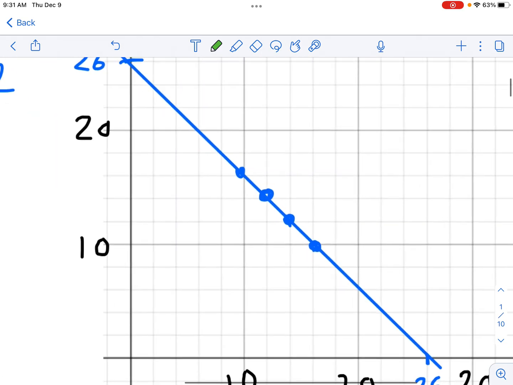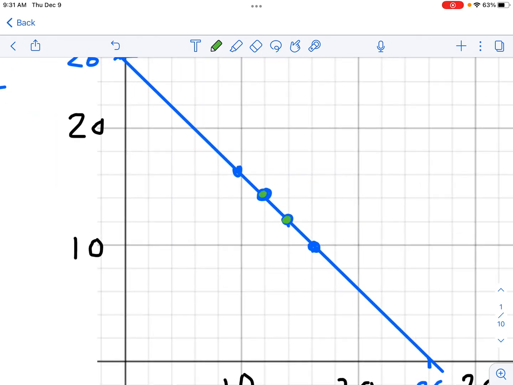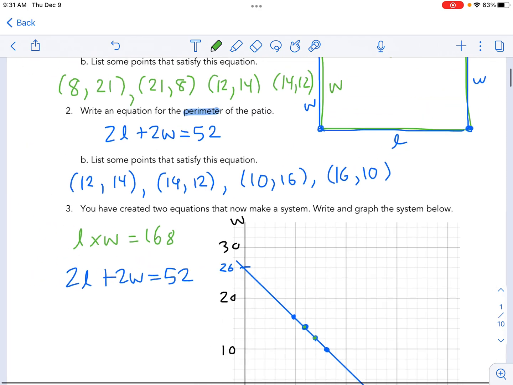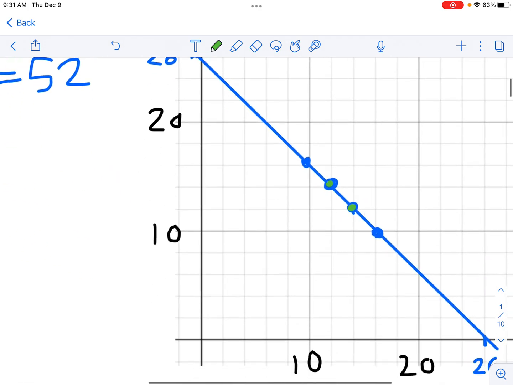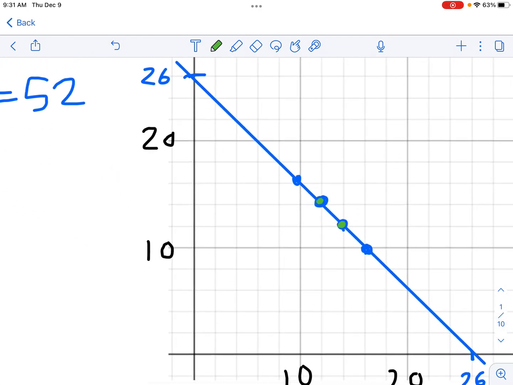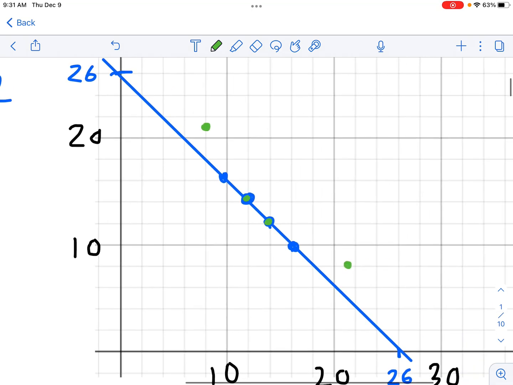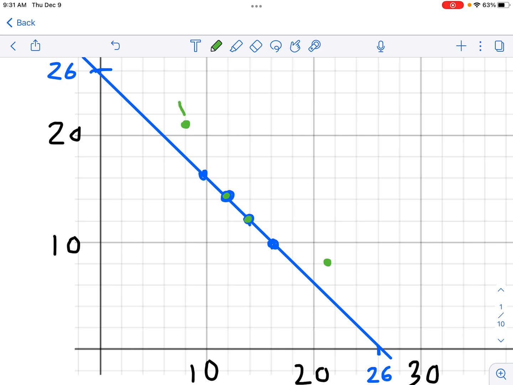Okay, let's graph the green one. By coincidence, I have these 2 points again, 12 and 14 and 14 and 12. And then I have 8 and 21. So 8, 2, 4, 6, 8 and 21, which is like here. And 21 and 8 is here. So if you notice, this dips under and back. Okay, and I really didn't do a good job.